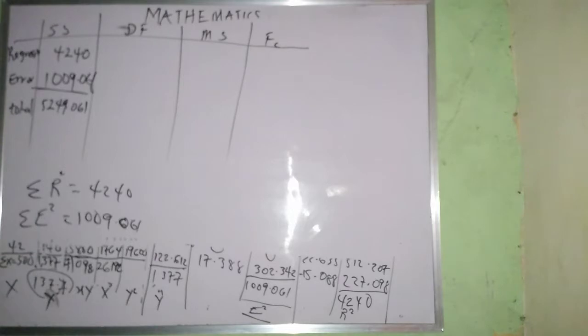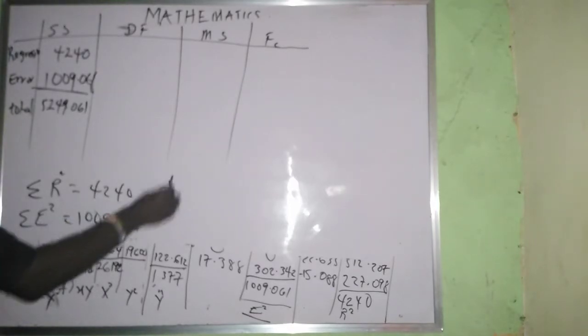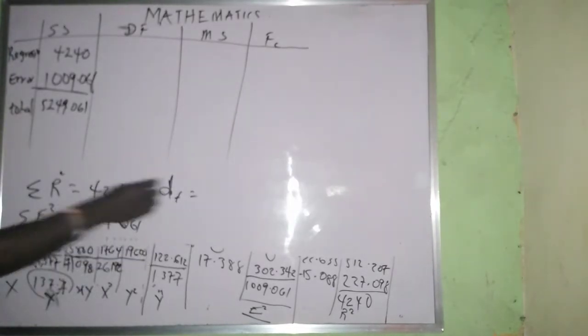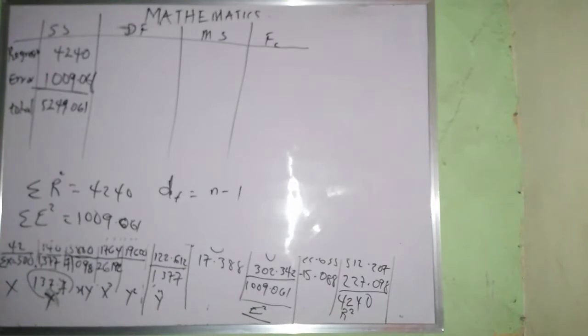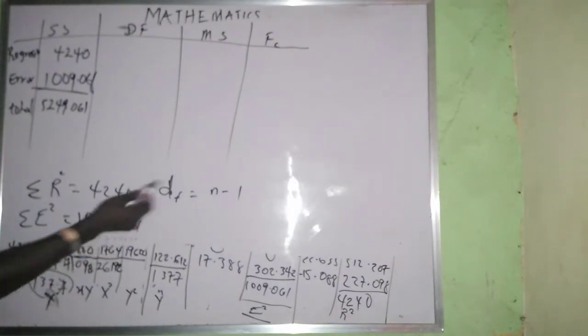My degree of freedom. How do I find my degree of freedom? My degree of freedom is equal to n minus 1. How many is it? 9. My n is 10.